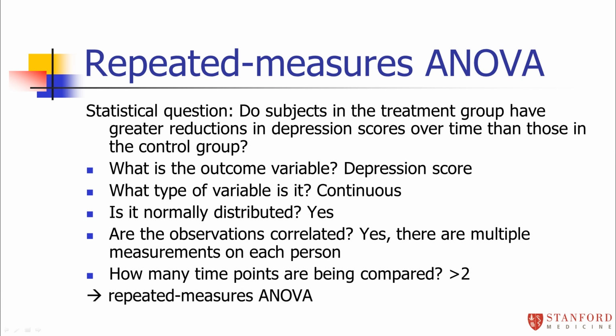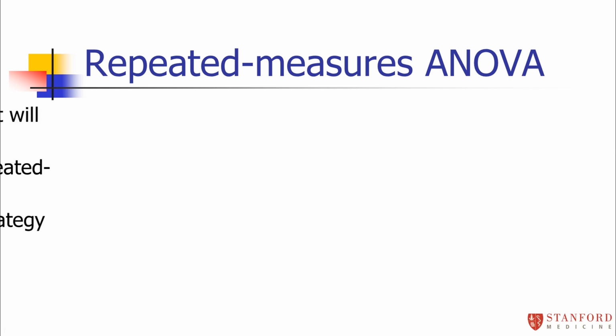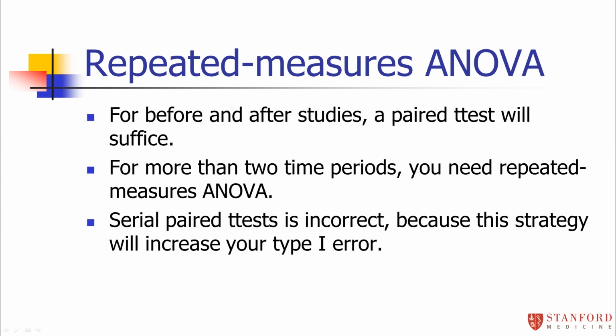I also have multiple groups here, and a paired t-test is only going to work on 1 group over time, so I need to use repeated measures ANOVA because I have multiple groups and more than 2 time points. Again, I'm not going to go into much detail about the repeated measures ANOVA. I'm just going to tell you a little bit about how it works and when it's used. Again, if you have more than 2 time periods, a paired t-test is not going to suffice.